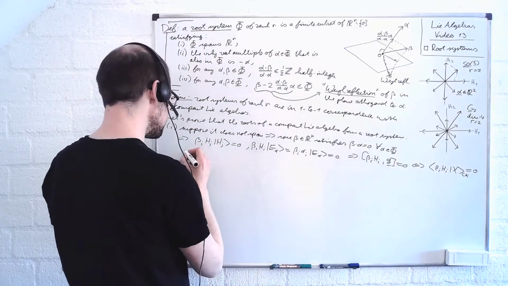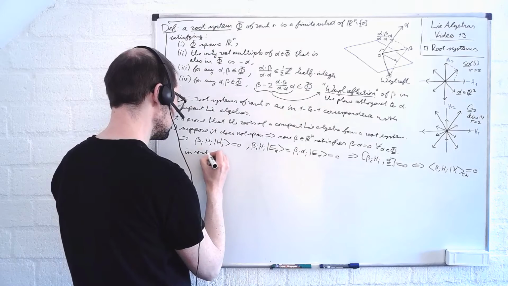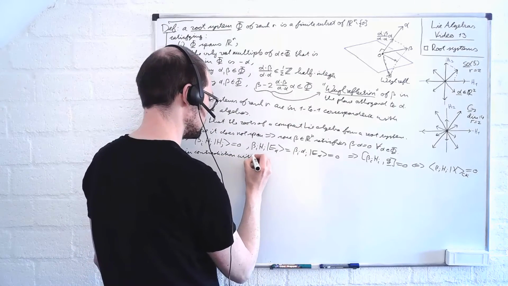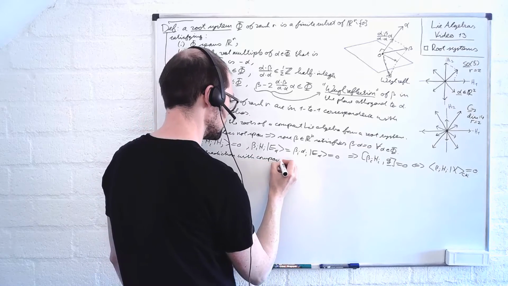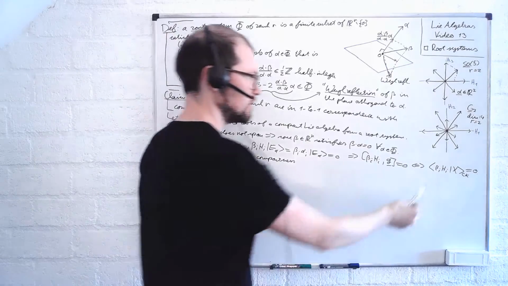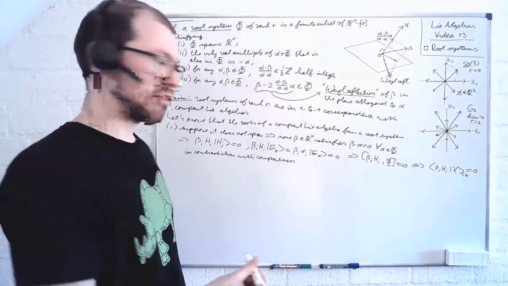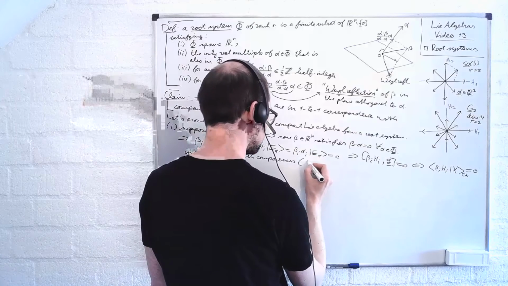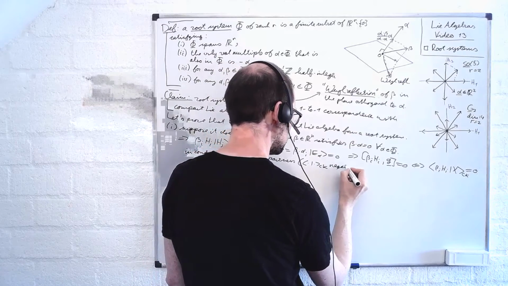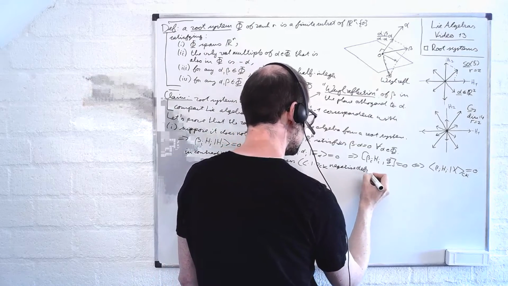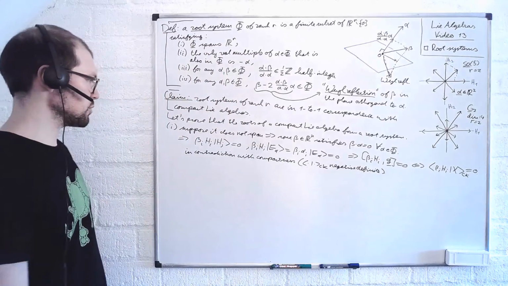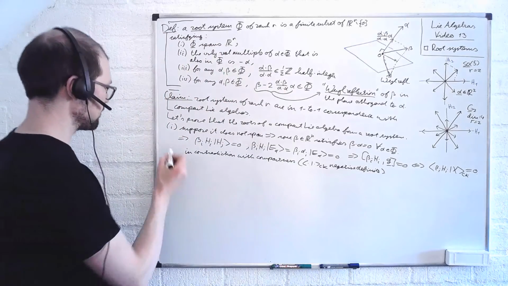But this is in contradiction with the compactness. Because remember, compactness was stating that this inner product is negative definite. So it does not have any nilpotent elements. Okay?